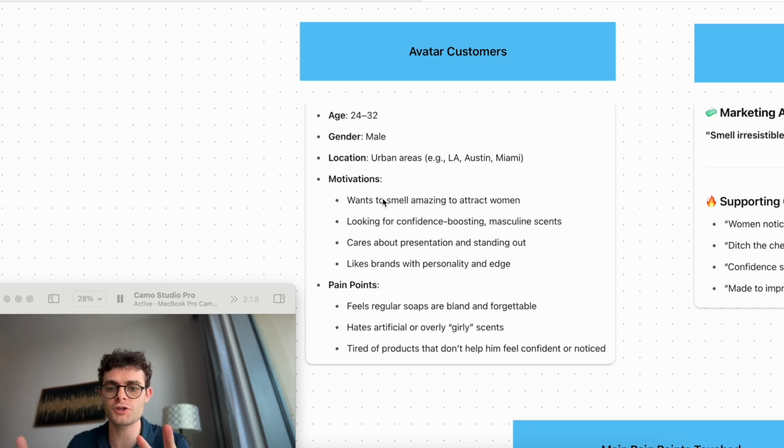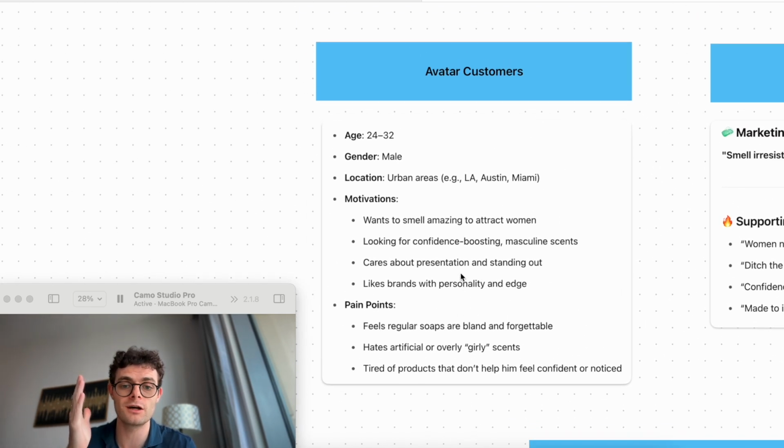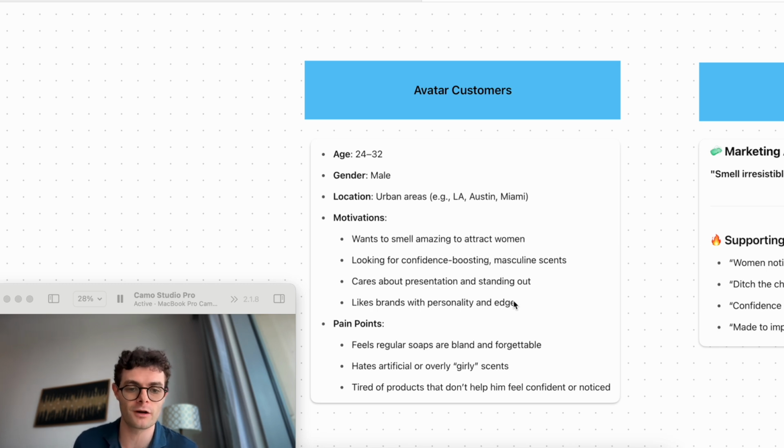What are the motivations and pain points? We need to understand these two things so that we can put these elements in the ad. Or else, if we don't understand them, we cannot craft a good ad. What are the main motivations? Wants to smell amazing to attract women. Great. Looking for a confidence-boosting, masculine scent. Cares about presentation and standing out, likes brands with a personality and an edge. The pain points are: feels regular soaps are bland or forgettable, hates artificial, overly girly scents, and is tired of products that just don't help him feel confident to get the girls. So this is the William that we're targeting.